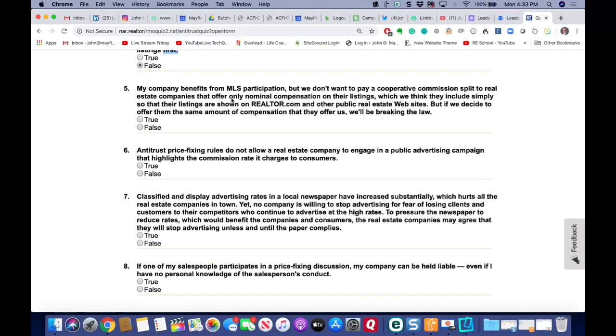My company benefits from MLS participation, but we don't want to pay a cooperative commission split to real estate companies that offer only nominal compensation on their listings, which we think includes simply having their listings shown on Realtor.com and other public real estate websites. But if we decide to offer them the same amount of compensation that they offer us, we'll be breaking the law.